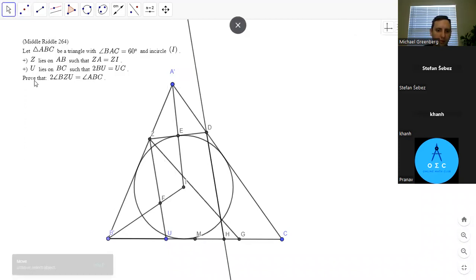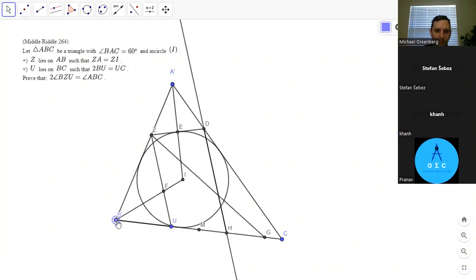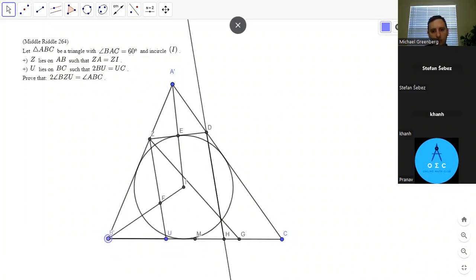I think it is. It should be true by symmetry, right? Why is it true? I mean, that's not a proof, but it seems to be true because BU equals CH and then Z and D and the tangency point. So everything is in some sense symmetric. That's not really a proof, but intuition maybe. Okay, because these are like intersections of tangents. But would it be true if this wasn't 60 degrees? I'm not sure. Well, probably not.